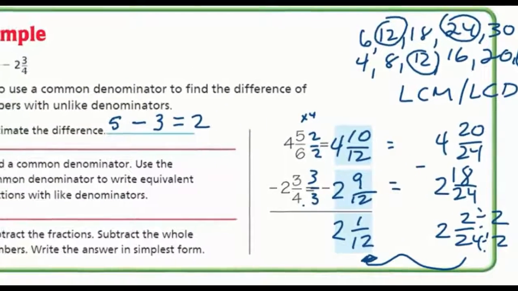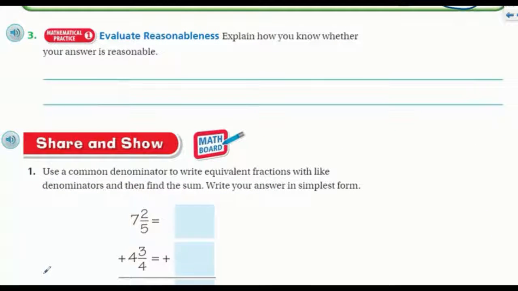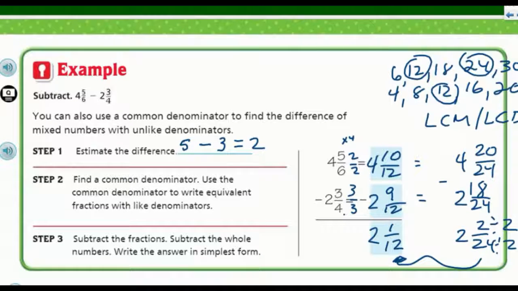Time to move on. Okay, for mathematical practice 1, again, we covered that. Evaluate reasonableness. Explain how you know whether your answer was reasonable. Well, we knew it was reasonable because, remember, I even remember the problem. We had 5, didn't we? Was it 5 minus 3 equals 2? Let's take a look at our estimate. It was 5 minus 3 equals 2, so our answer should have been about 2. If you look at all our work, it was about 2, 2 and 1/12, very close.